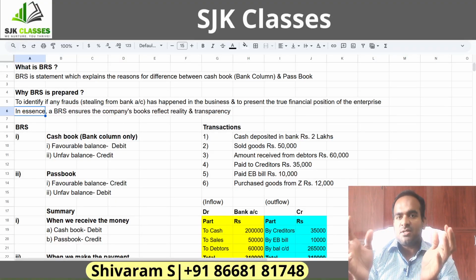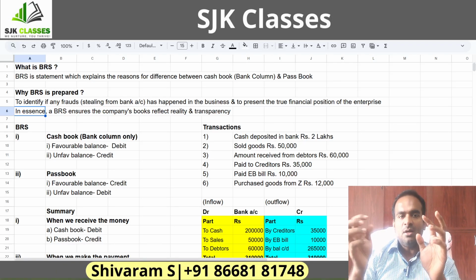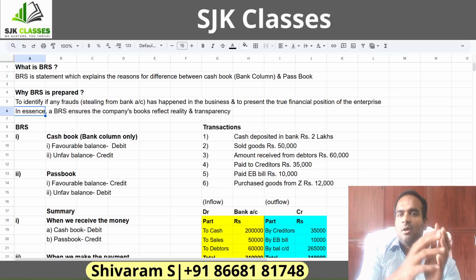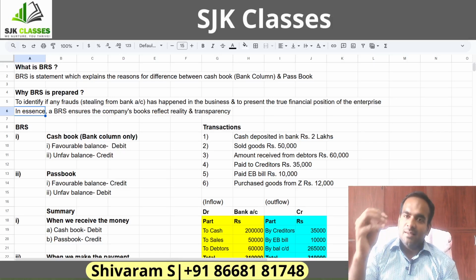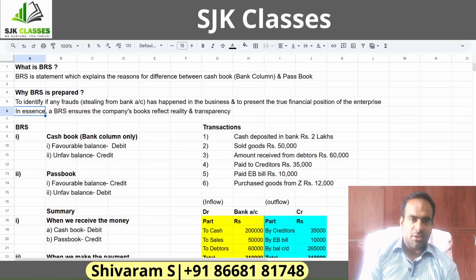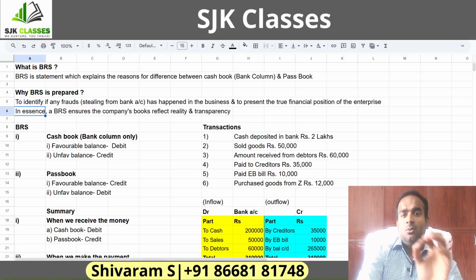For transactions that have been entered in the passbook but not in the cash book or vice versa, we'll make the adjustments in the cash book. We'll get the revised cash book balances, and that cash book balance will be taken into the balance sheet. Now let's start here. How to do this BRS?